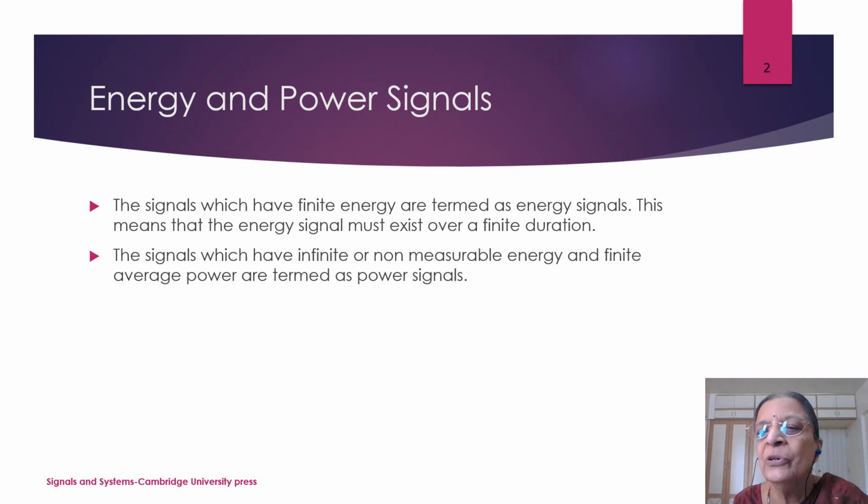We had introduced energy and power signals, saying that if the signal has finite energy and it exists over some finite duration, its energy is finite, so we say that it is an energy signal. This means that an energy signal must exist over a finite duration. Similarly, if the signal has infinite duration and its energy becomes infinite but average power remains finite, then it will be called a power signal.